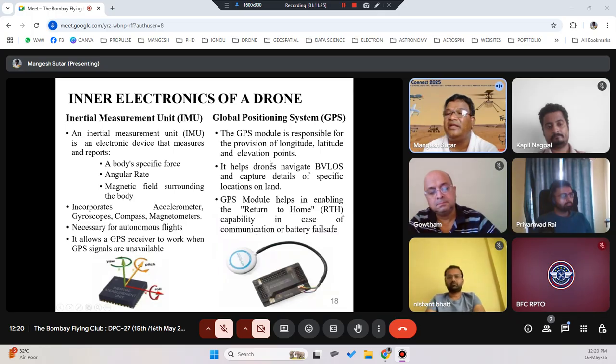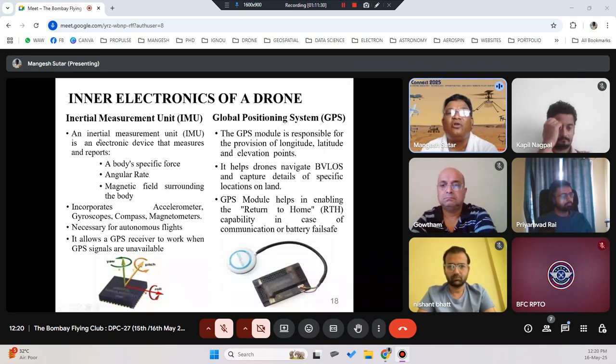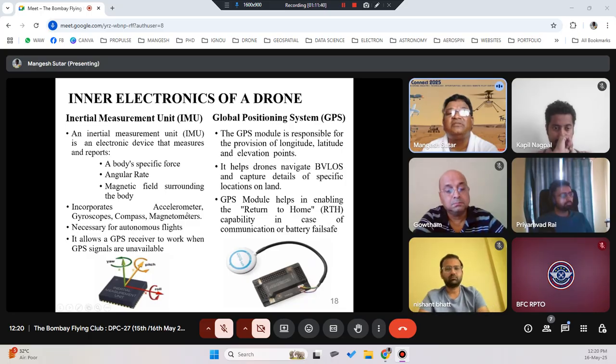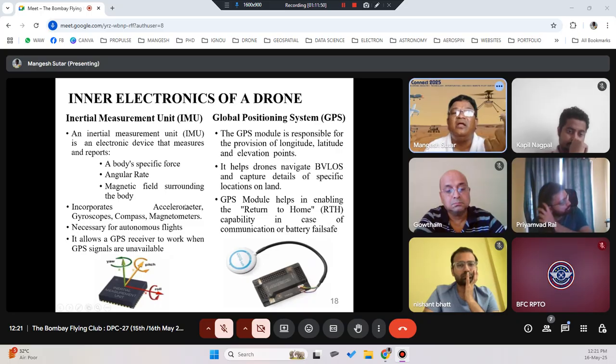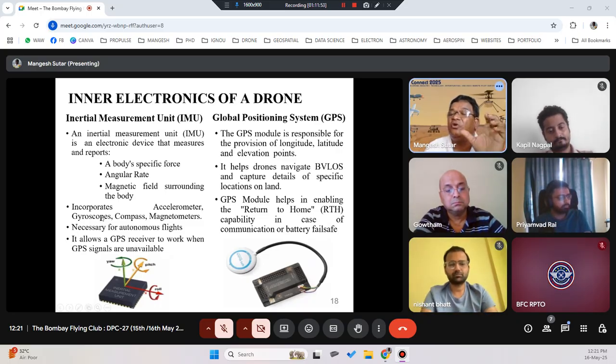There are other circuitries also, like the IMU. An inertial measurement unit is an electronic device that measures and reports a body's specific force, angular rate, and the magnetic field surrounding the body. It incorporates accelerometers, gyroscopes, compass, and magnetometer. These are different electronic modules: the accelerometer will measure the speed, the gyroscope will measure or keep the orientation, the compass will show the direction, north, south, east, west, and the magnetometer will tell the magnetic field around the drone.